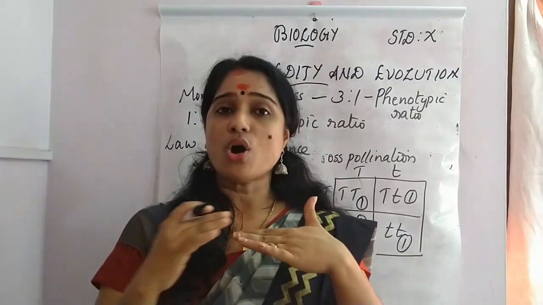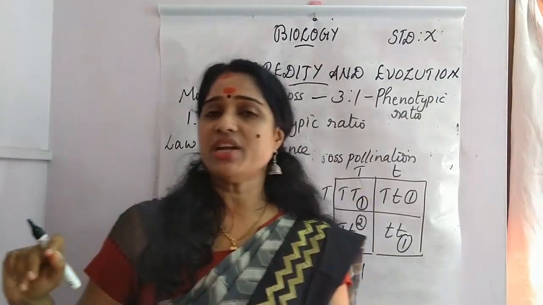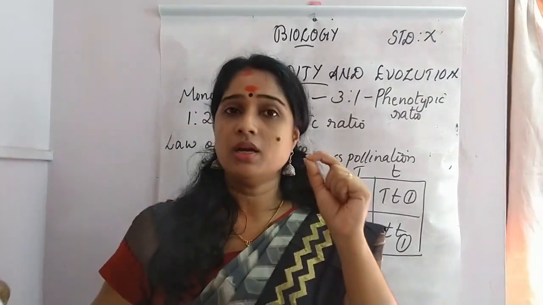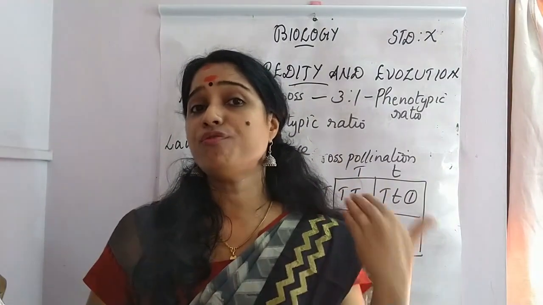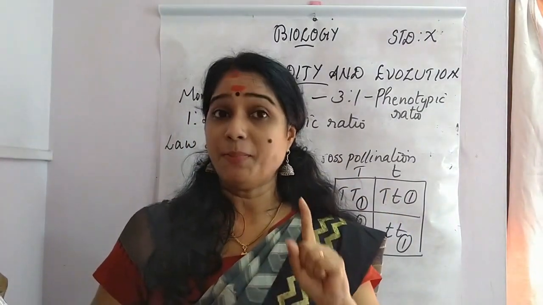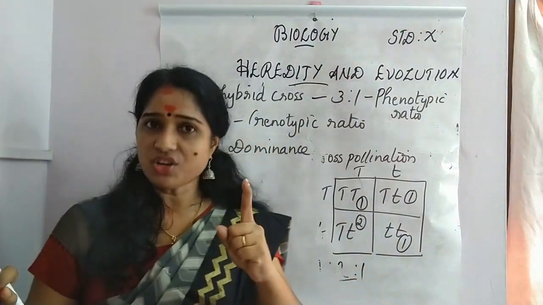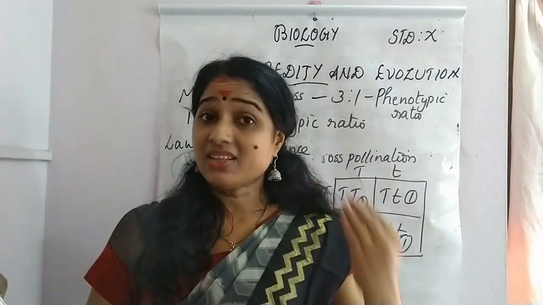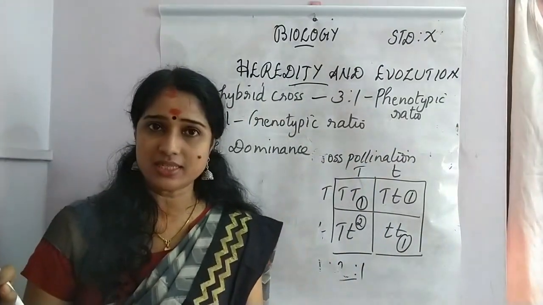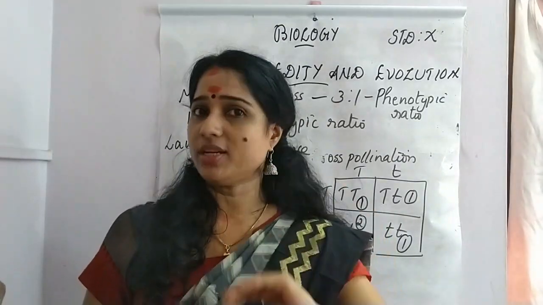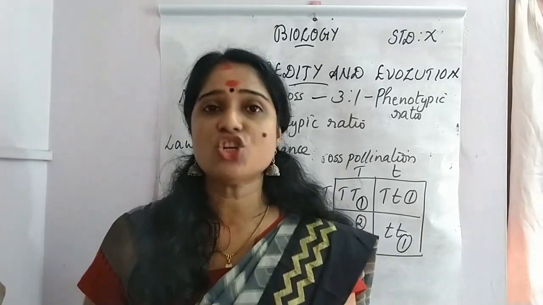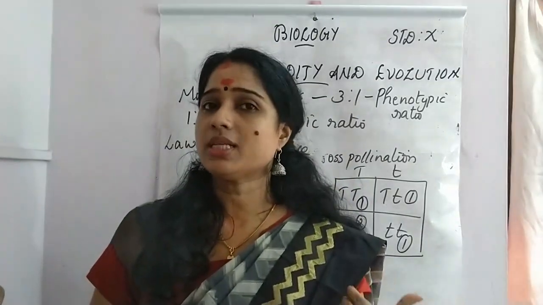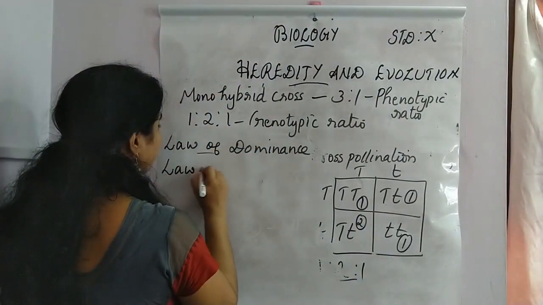When tallness and dwarfness are crossed, in the first generation, which character only appears? Tallness. From this, he put forward the law of dominance. The character that expresses is known as the dominant character. The character that remains hidden is known as the recessive character. So this is known as the law of dominance. And the second one is the law of segregation.